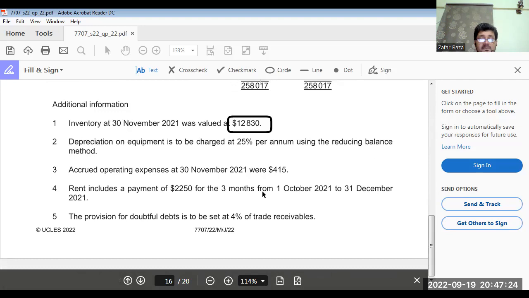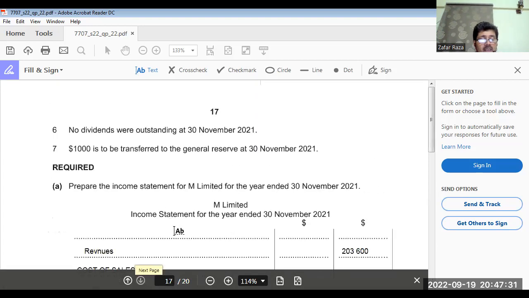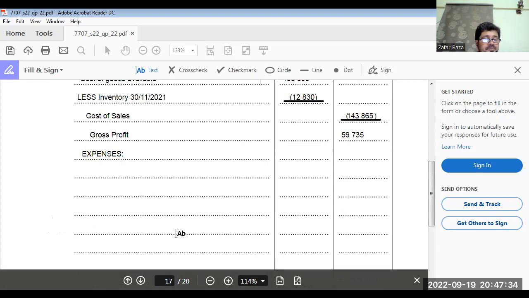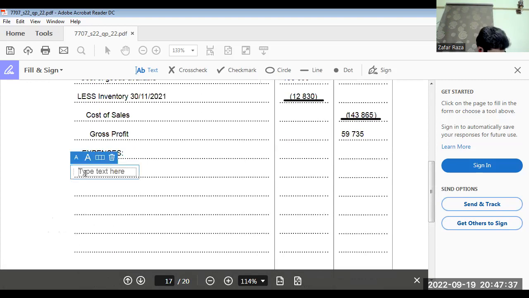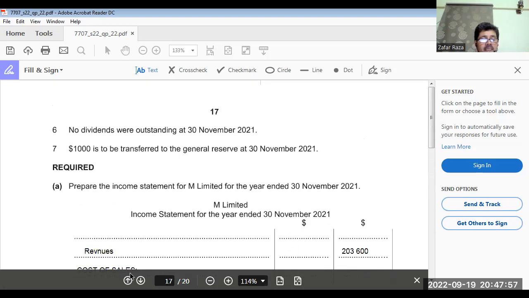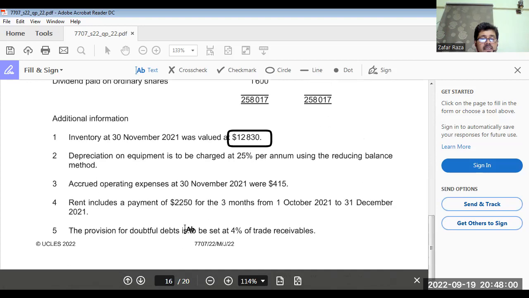Okay, now what we have to do here? First expense, rent and rates. The amount of rent and rate was 12,460 minus prepaid. The prepaid was for 1 month. Getting my point? This rent is for 3 months, October, November, December. So December rent should be prepaid because December has not yet started.